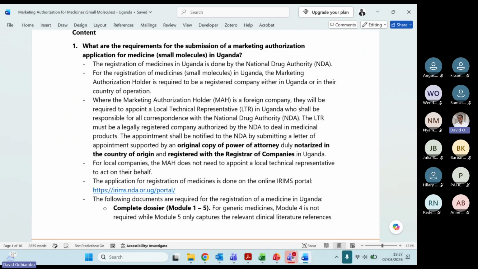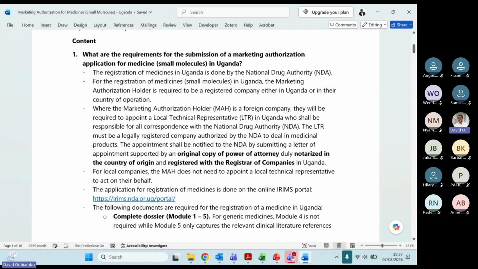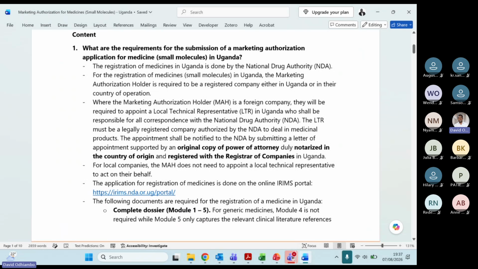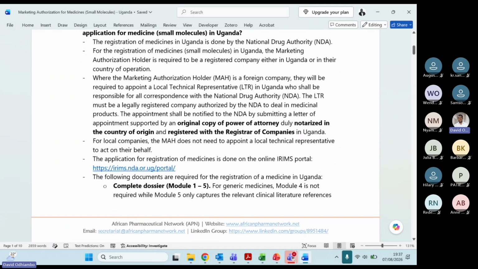But before you get to the dossier, which is the technical document, there are some administrative and operational requirements that do fall in place. So in Uganda, for you to register a product, one of the requirements is you must have a local technical representative. By default, the Ugandan government, through the National Drug Authority, defines the local technical representative as a legally registered company authorized by the National Drug Authority in Uganda to deal in medicinal products, that is, to import, to distribute, to sell in the country. So it must be a company that is legally permitted to do all that trade.